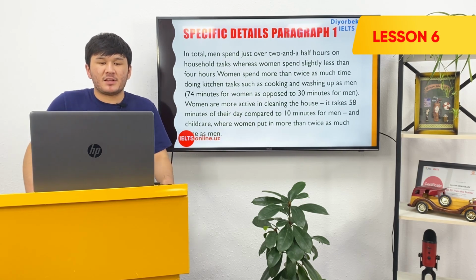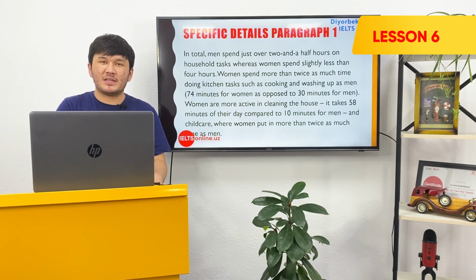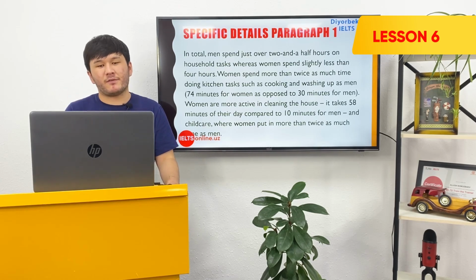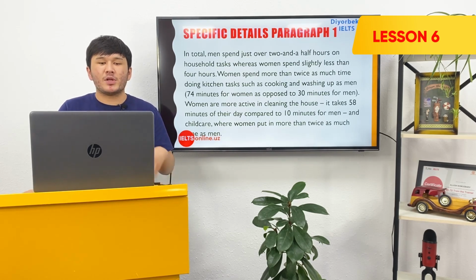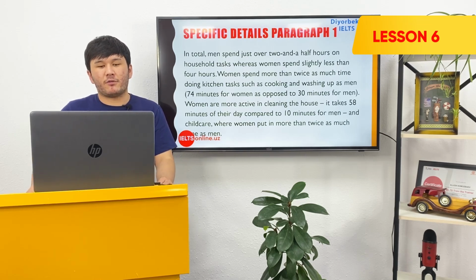So in specific detail paragraph 1, we're gonna be writing about activities or household tasks where women spend more time compared to men. And because we have to also include the total number of minutes, and obviously women spend more time, we want to include that piece of information in this paragraph. And we don't necessarily have to start with a topic sentence, because your examiner always can discern your logic by the use of your words.